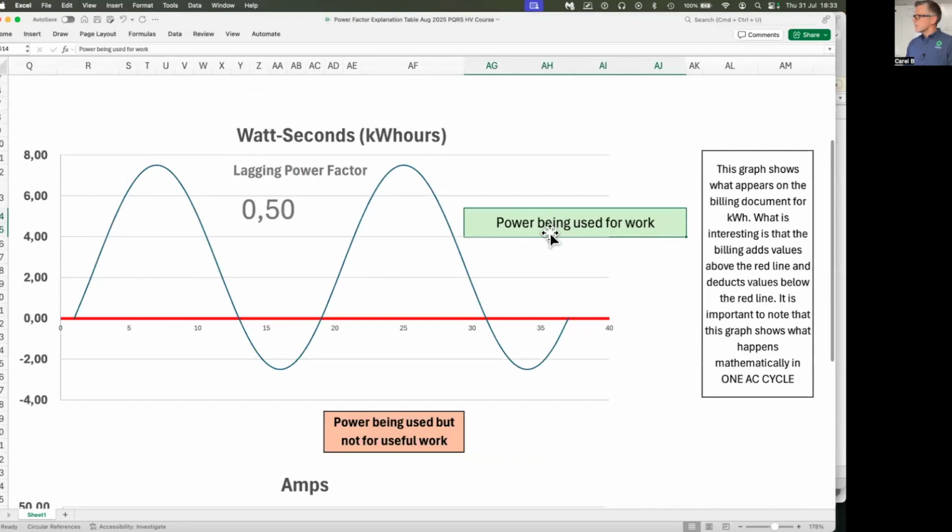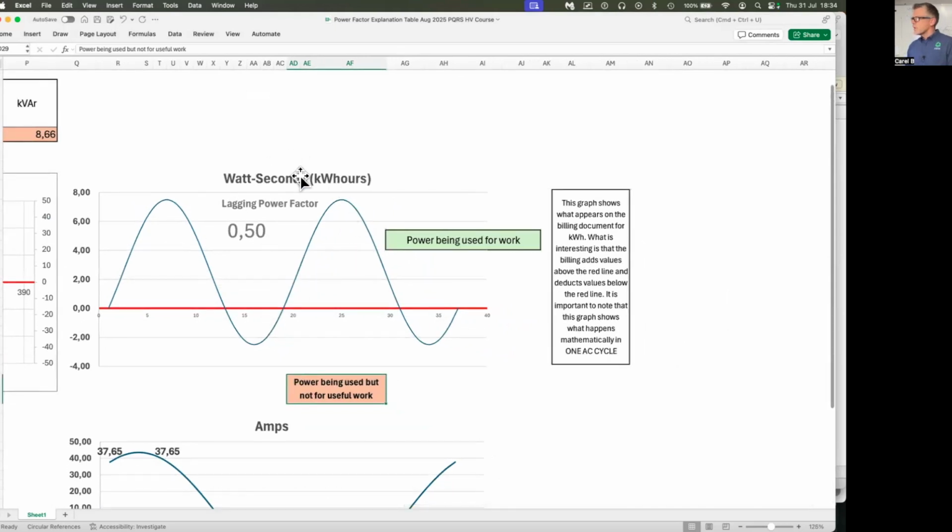The green block says this is power that is being used for work, everything above the red line. Everything below the red line is power that is being used, but it's not being used for useful work. So our power factor has degraded to 0.5 at a 60-degree angle. It's 0.5, and this is what we are being billed for. Yeah, this is hyper exciting. This is what we are being billed for.